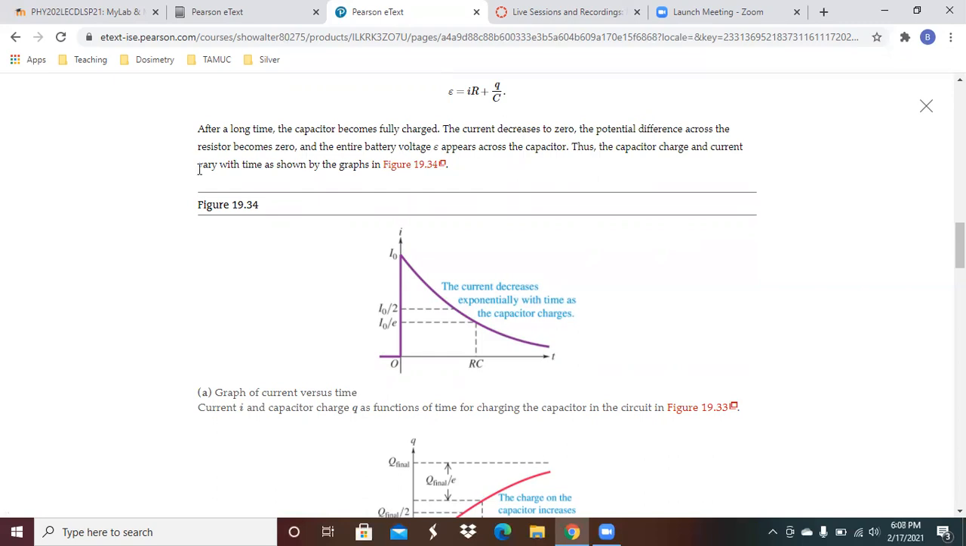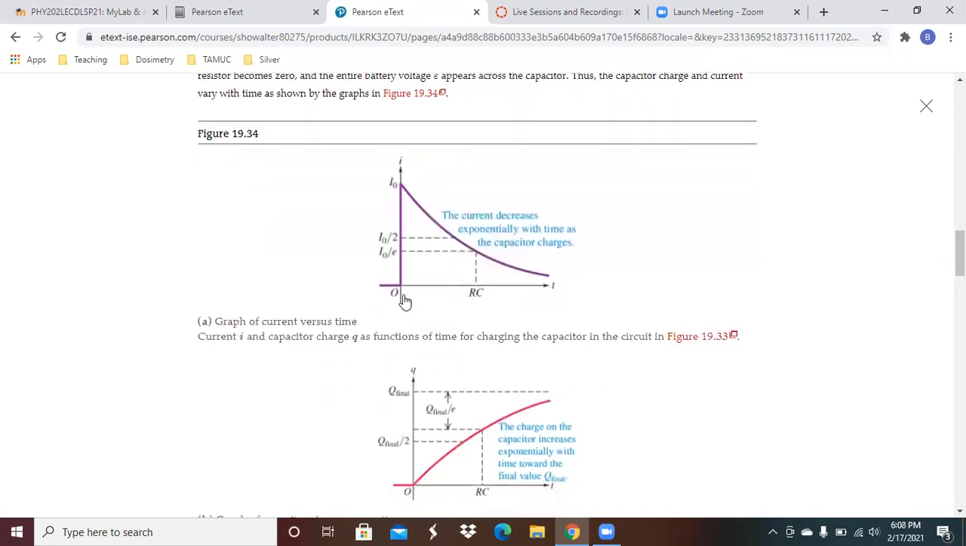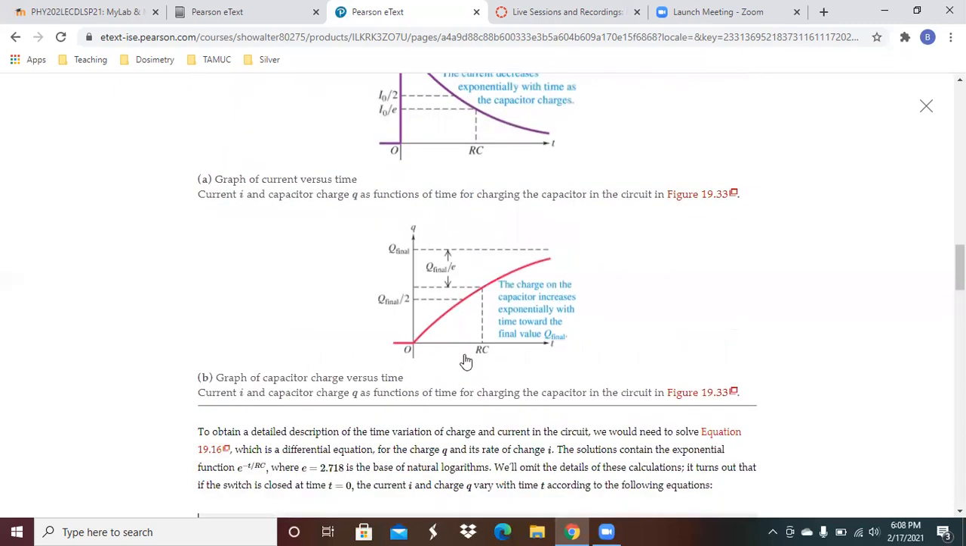Thus, the capacitor charge and the current vary with time as shown in these diagrams, which is the same thing as what we had before, except we're going to color this in with a little bit more detail here. You can see the initial current divided by e ends up being right about here, and this is where we're going to get the value of time, which is referred to as RC. That RC is going to be the same time here if we look at charge.